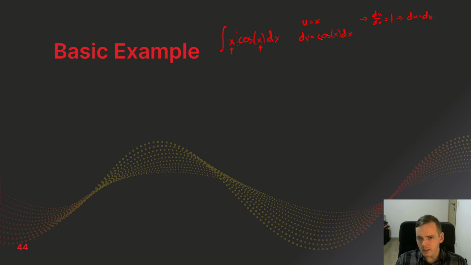When I integrate my dv, I'm going to get that v is equal to, what's the integral of cosine of x dx? That's going to be sine of x. Now, yes, technically there should be a plus c in here, but because, like we said, with integration by parts, you end up having an integral expression at the end, and we only care about the one constant for the whole function, I'm going to leave that off for here.